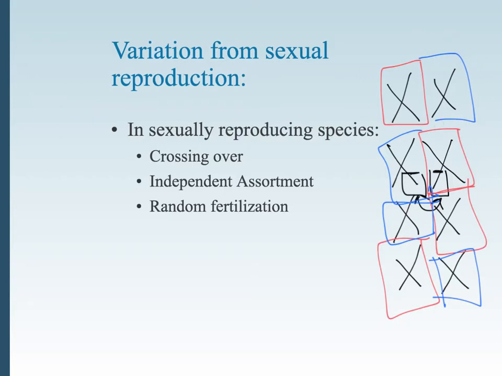Okay, so that's independent assortment. Random fertilization is just referencing the sheer number of gametes that are produced, and it's in literally the millions. And which of those gametes are successful in actually being fertilized is random. You don't get to pick which egg and which sperm actually goes on to produce your children. That is a random process. And so these three features of the cell cycle and of reproduction are what are introducing variation into sexually reproducing species, in addition to the mutations that we had earlier. And of course, mutations are consistent in producing variation for all species, whether or not you are reproducing sexually or asexually.